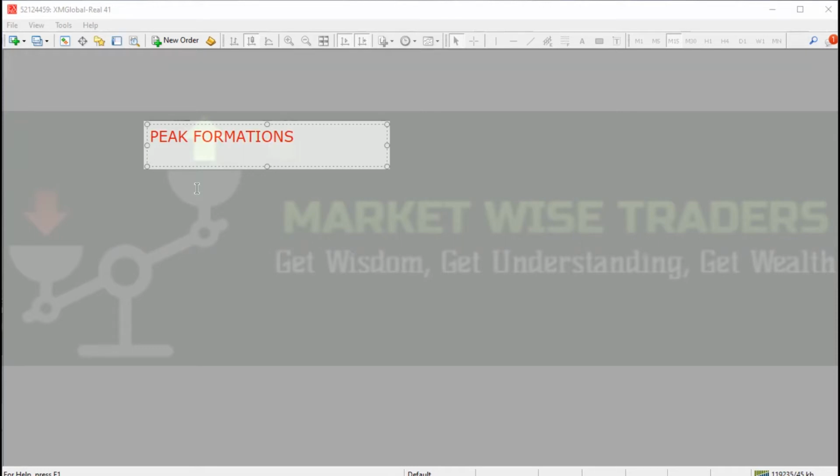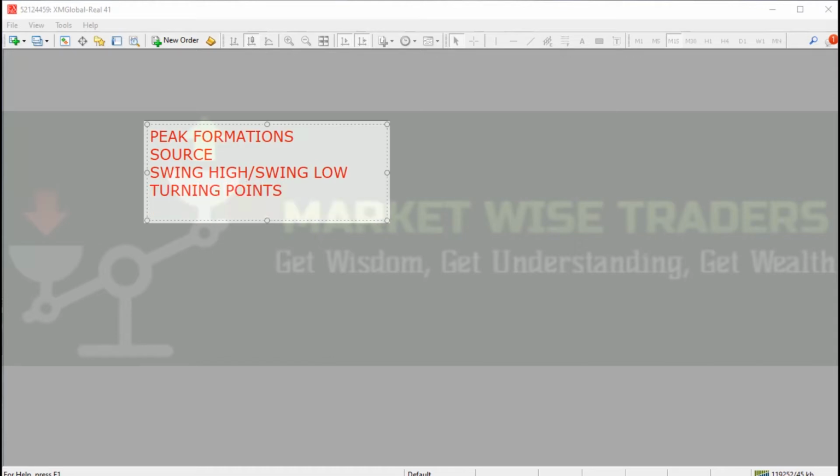So a peak formation, in ICT, is also known as a source, or what people call swing high, swing low, or just turning points, or major support and resistance. These are the terms that other people may call them, but in the market maker method, we know them as peak formations.